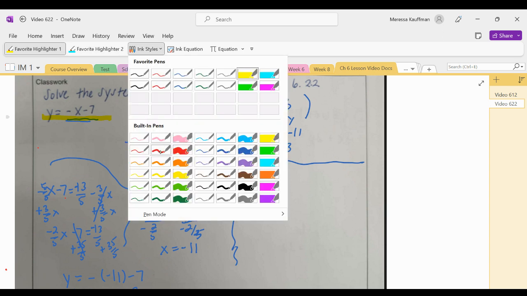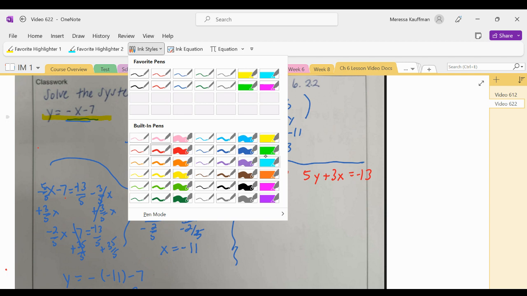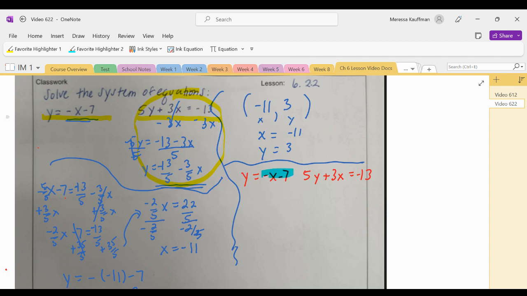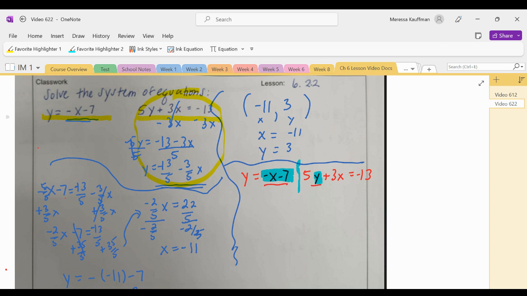All right, so I'm going to do this in a different color. So I'm going to rewrite the equations over here. And then 5y plus 3x is equal to negative 13. Okay, so notice that y equals, I'm going to highlight this, y equals negative x minus 7. And I have a y over here in the second equation. Remember, these are two different equations. I have a y over here, and I have a y equals right here. What if I substituted this information into here?